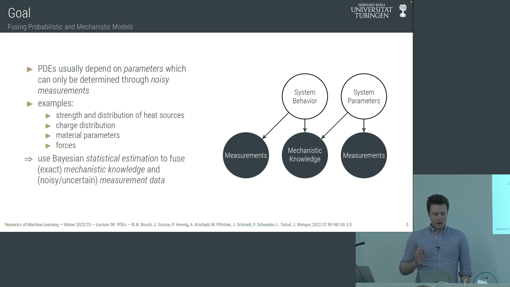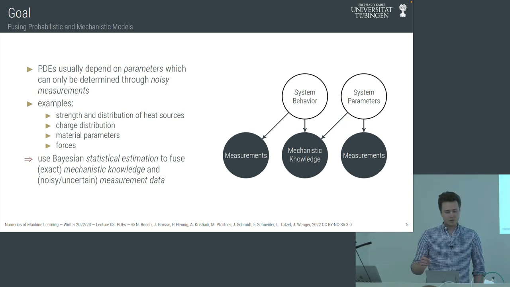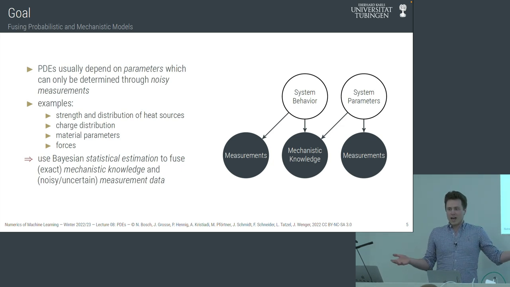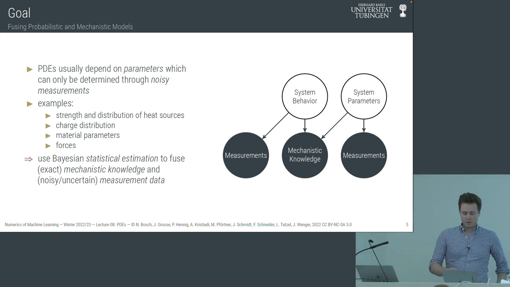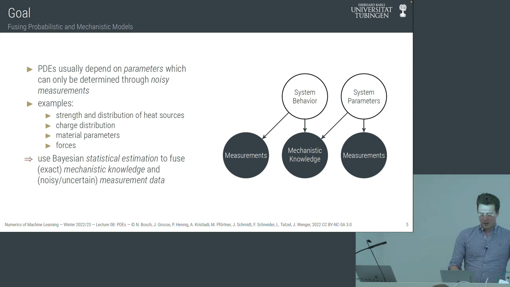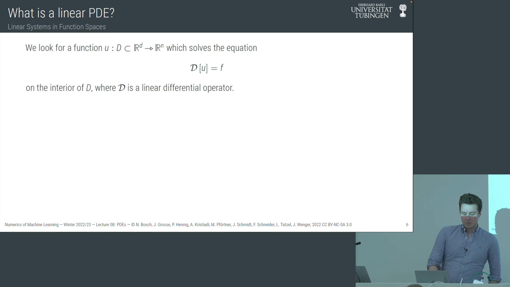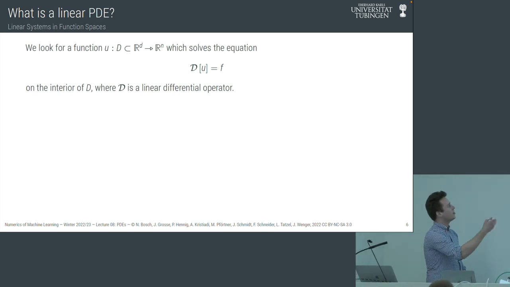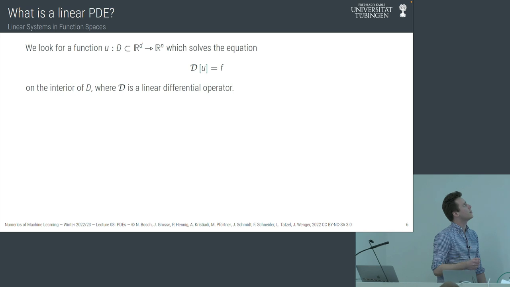And our approach to this, and the goal of this lecture, is to use Bayesian statistical estimation to fuse the mechanism that we know, this measurement data, and also the uncertainties that are probably contained in most of these system parameters. Why Bayesian statistical estimation? Because we have all these uncertainties here, and it would be quite a good thing to propagate all that we don't know onto the solution, so that we can give some confidence to the predictions we make.